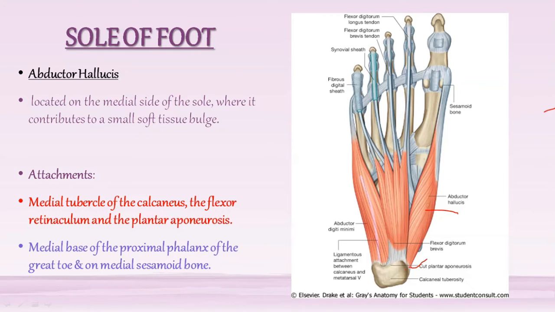Now look at the muscle. It originates from the medial surface of the calcaneum as well as from the plantar aponeurosis and flexor retinaculum. It is inserted on the medial side. First you have to remember that it is inserted on the medial side at the base of the proximal phalanx of the great toe and on the sesamoid bone.